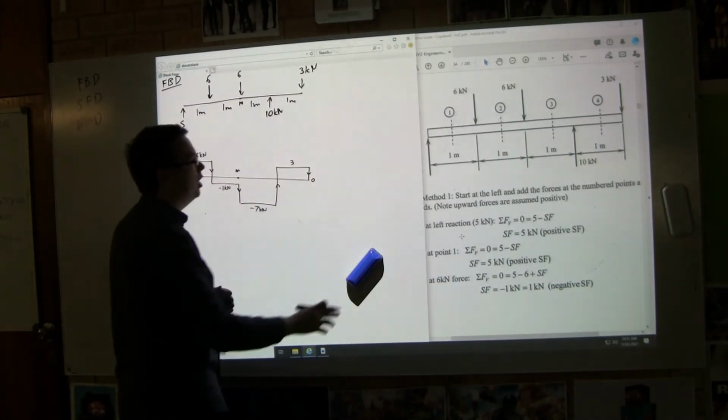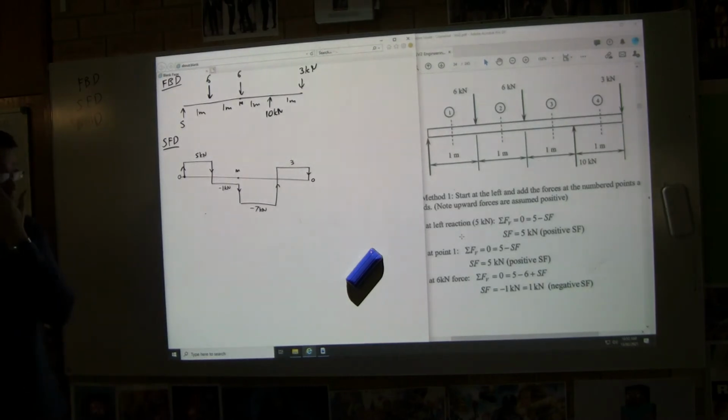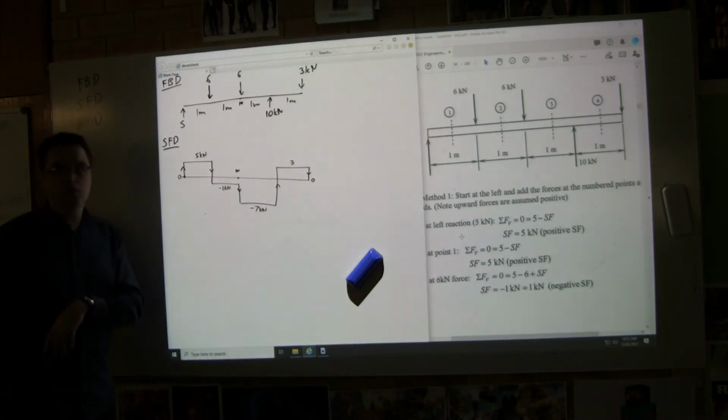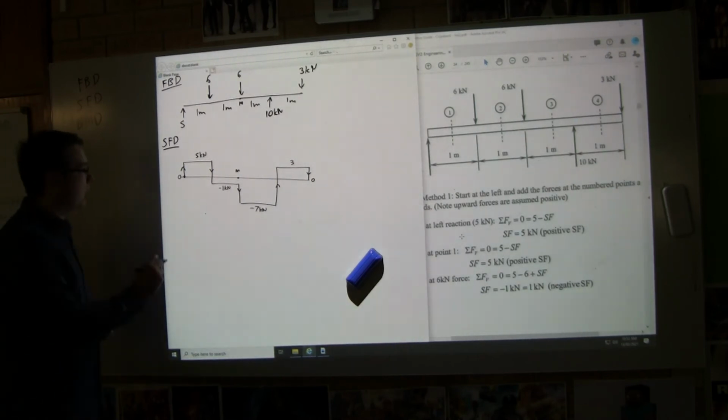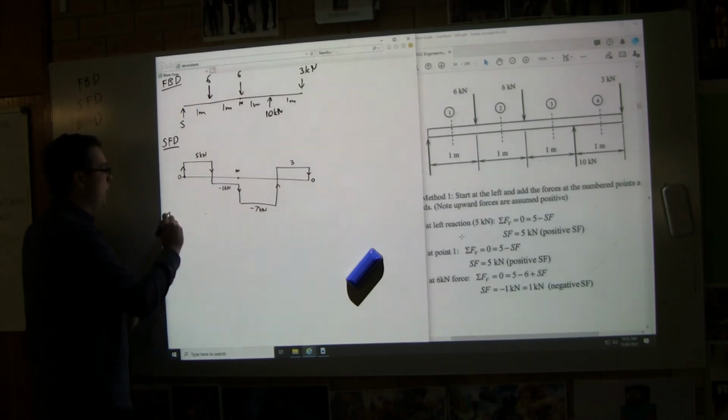Copeland goes into more detail. If you don't understand what's going on there, read Copeland's book, then come and see me. I find these fairly easy and intuitive, so unless you're really struggling with that, let me know. Okay, the next thing we're going to do is bending moment diagrams.